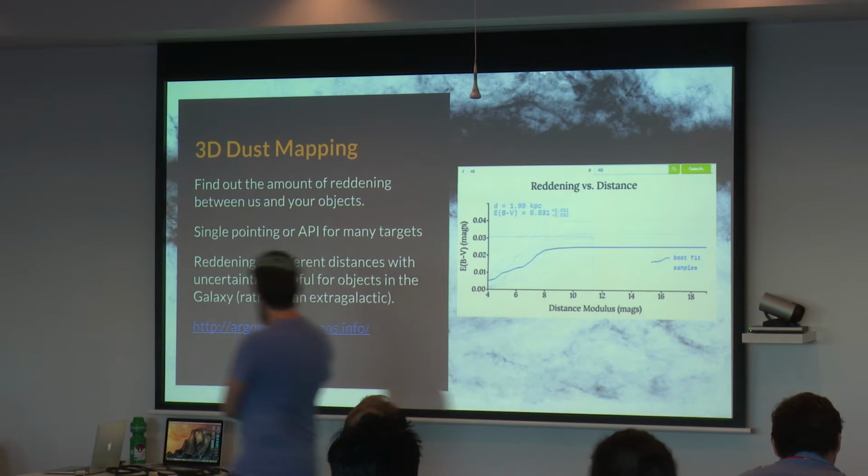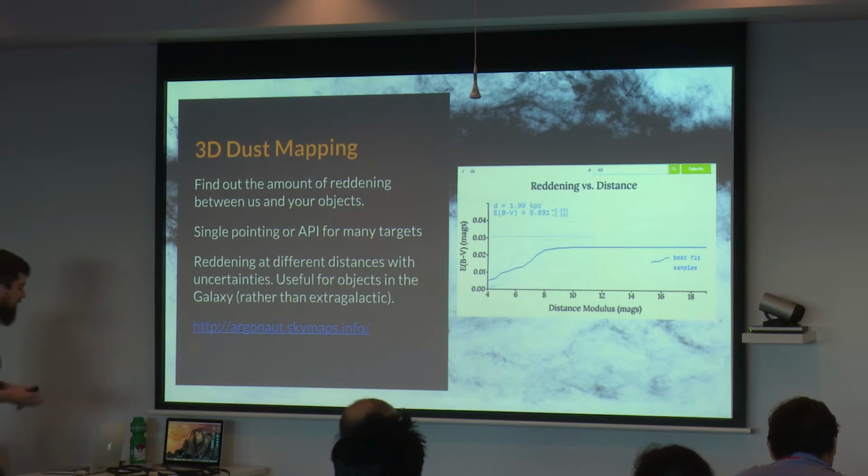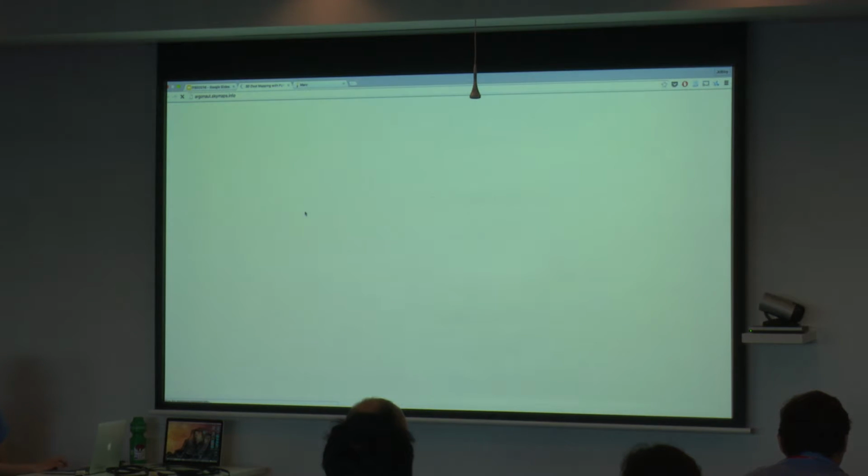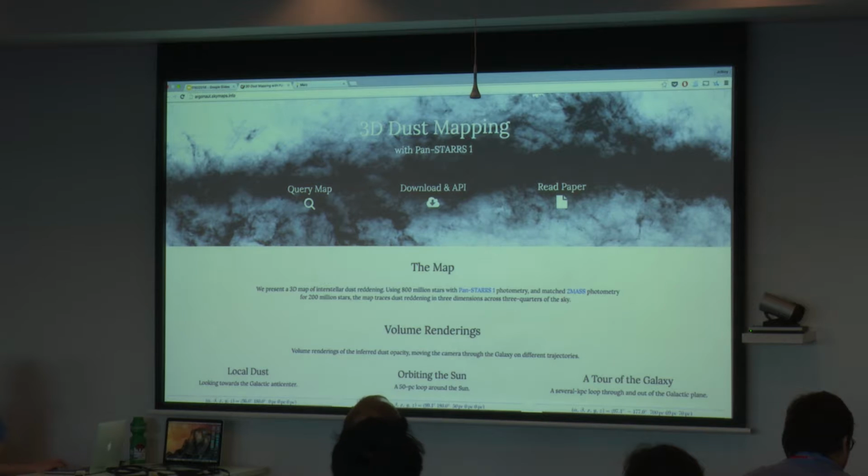Okay, so this is another thing I've come across recently. I was dealing with stars that were in the galactic bulge, and I wanted to know how much reddening there was. So there's a bunch of different tools. TOMAS have a tool for doing this, and the NASA Extragalactic Database have a thing for doing this. This is one I came across because it looks pretty and updated. It's a website, argonaut.skymaps.info, and it's a 3D map of interstellar dust reddening using 800 million stars from Pan-STARRS 1 matched to 200 million stars from TOMAS.